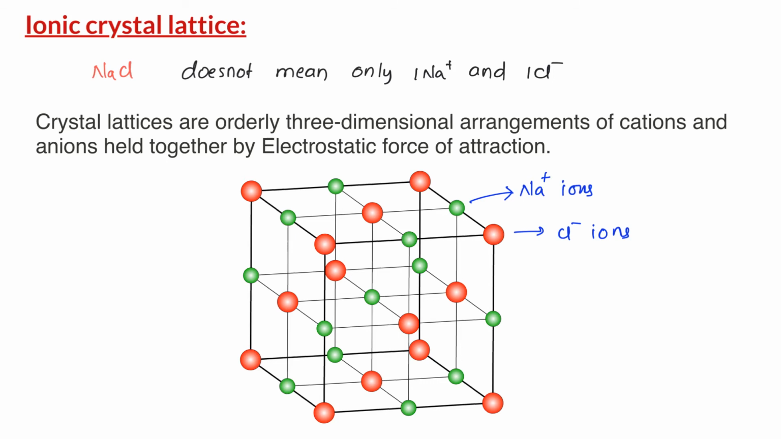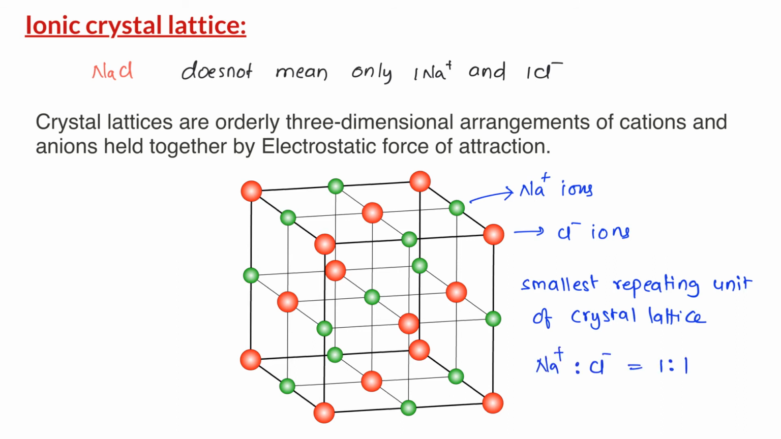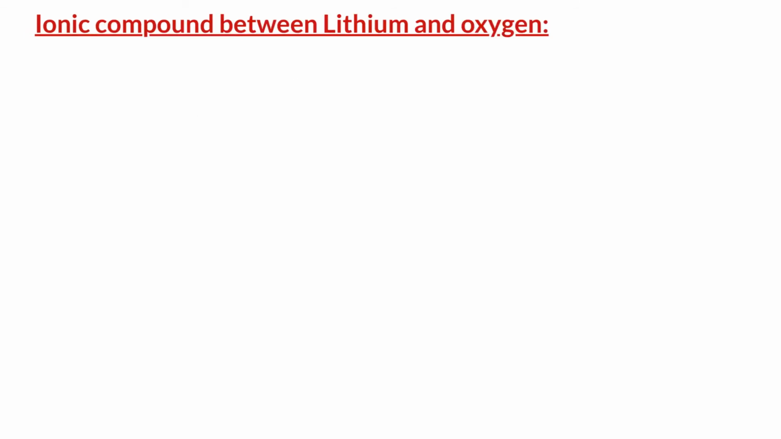The image shown here is the smallest repeating unit of a crystal. Imagine this unit repeating itself in all three dimensions to form a single crystal of sodium chloride salt that we use every day. The formula NaCl merely tells that in the lattice, the ratio of Na plus to Cl minus is 1:1. Let us do another example.